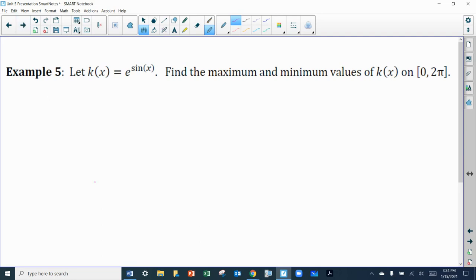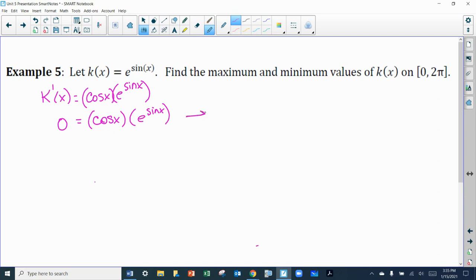I will go ahead and do this. Let's get a k prime of x. That's going to be cosine x times e to the sine x. A little chain rule, right? Derivative of sine gives us cosine. Now, this is multiplication. I'm going to indicate that with those parentheses. Let's set it equal to 0. 0 equals cosine x times e to the sine x. Well, from this, 0 equals cosine. Where does cosine equal 0? Pi over 2 as well as 3 pi over 2.